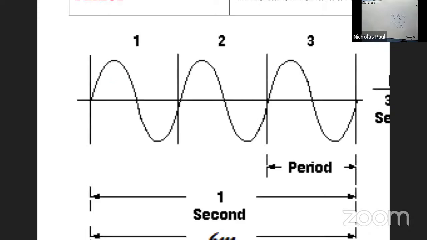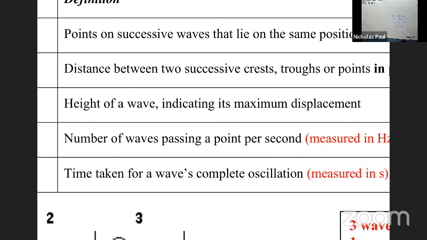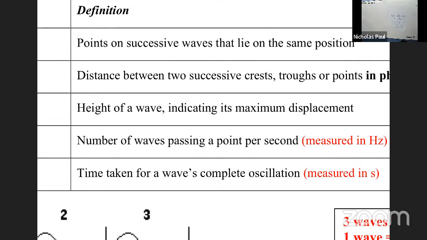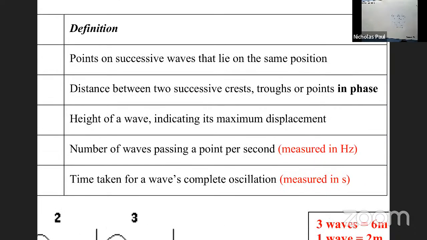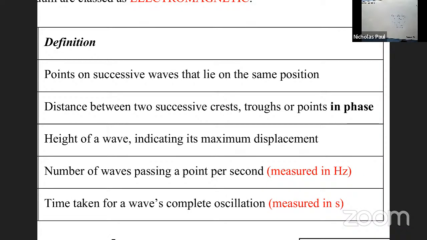Next quantity is what we call wavelength. Wavelength represents the distance between, so write this down. Distance between two successive crests, troughs, or points in fields.